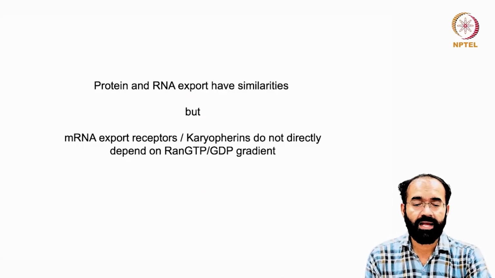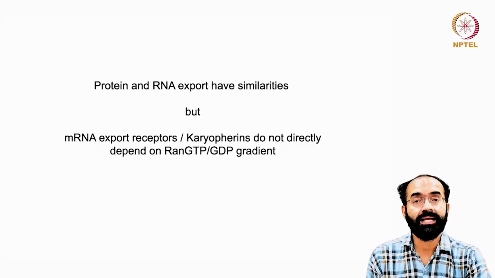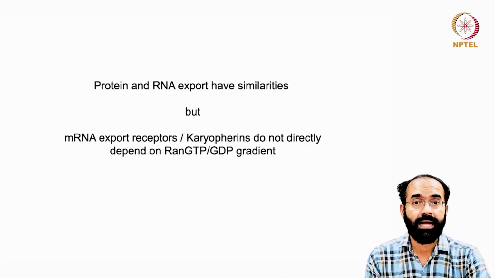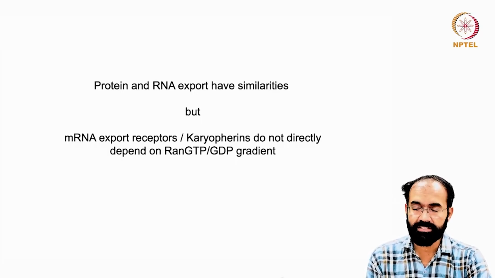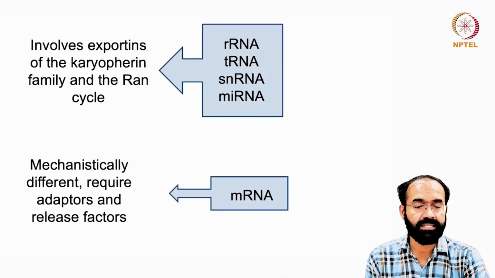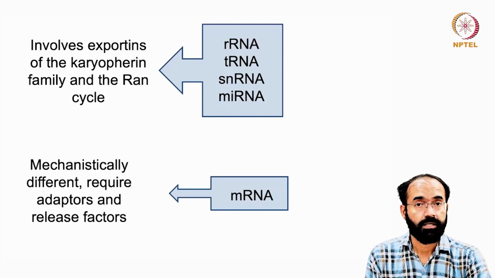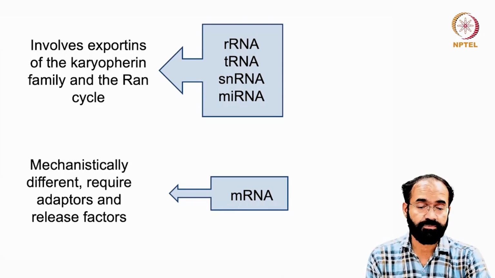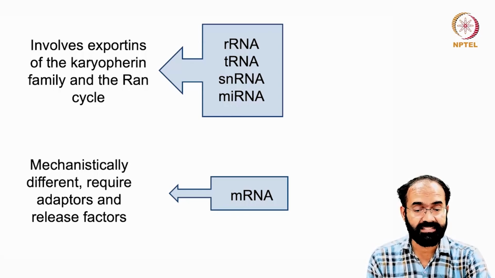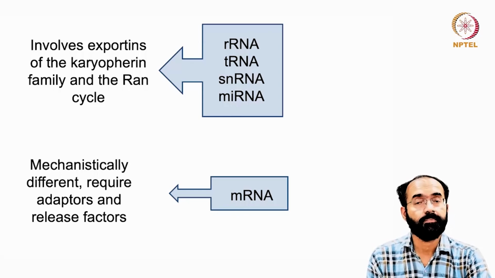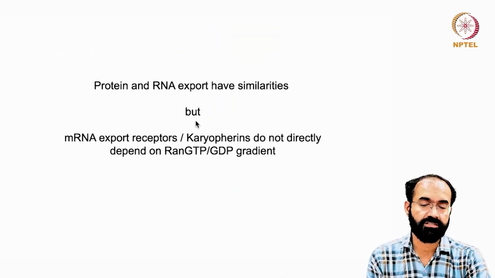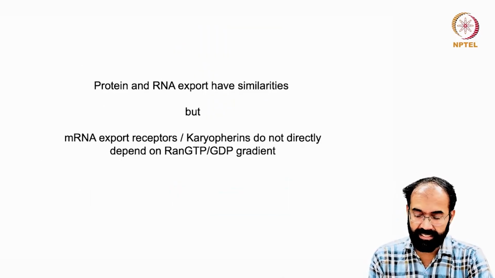Protein and RNA export have similarities, but mRNA export receptors, which also have specific karyopherins, do not directly depend on the RAN GTP, RAN GDP gradient. We should understand that the RAN GTP, RAN GDP gradients are mainly meant for the transport of ribosomal RNA, transfer RNA, snRNA and microRNA, whereas mRNA does not depend on this RAN GTP GDP gradient.